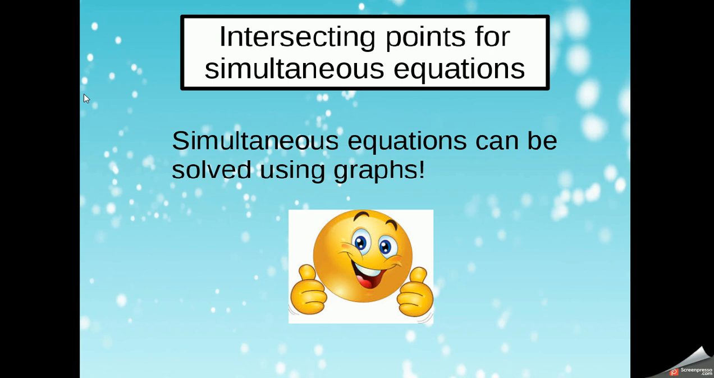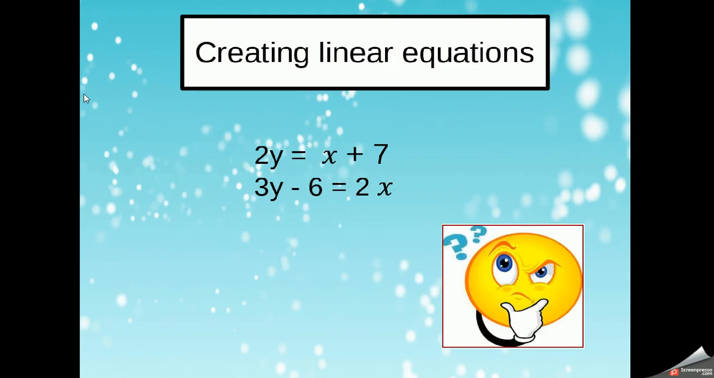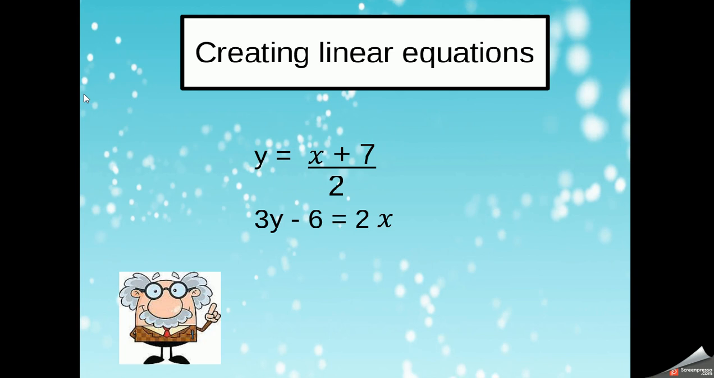So how do we actually do this? Well, here's an example to start with where we've got 2y is equal to x plus 7 and 3y minus 6 is equal to 2x. So the first thing I'm going to have to do is plot these on a graph. Now I can't do that until I've rearranged them, and I need y's on their own and x's on their own.